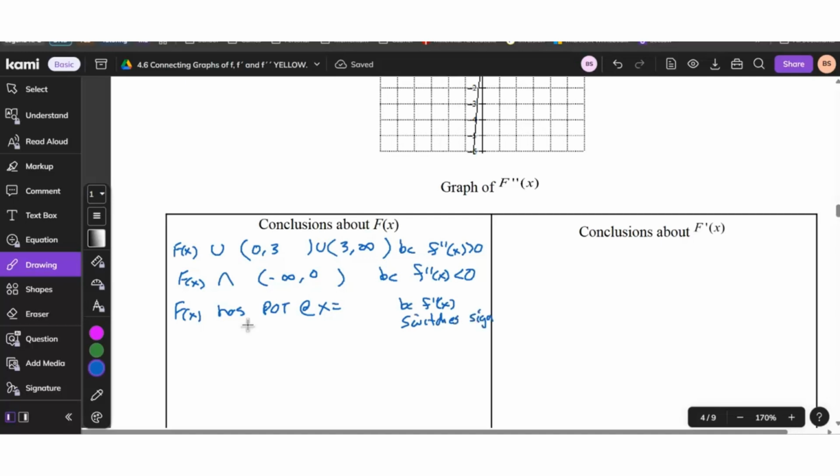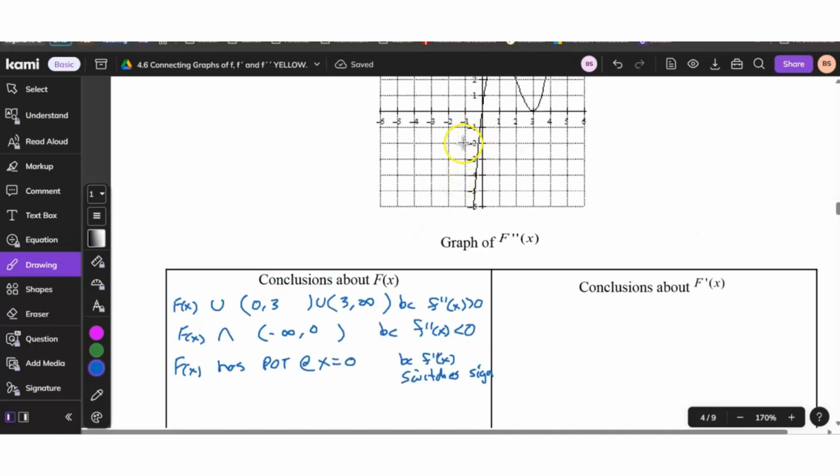And where does that happen? Only at 0, right? It does not happen at 3 because it goes from positive to positive. So it only happens at 0 because it goes from negative to positive. You got to be careful. If it doesn't actually switch signs, it's not a point of inflection.